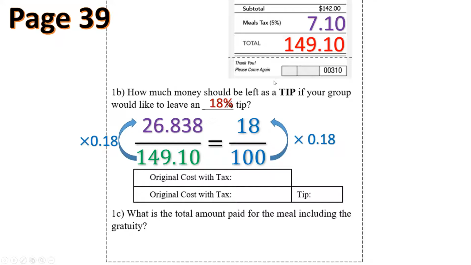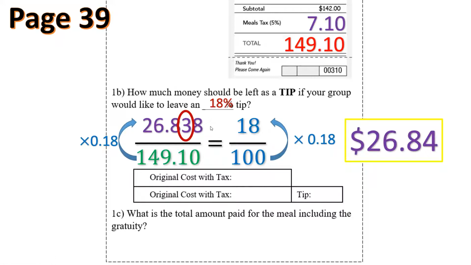So we want to round. So our pennies go to the hundredths place. The 8 to the right is bigger than 5. So therefore, it rounds up to $26.84. Now below we have a bar model.